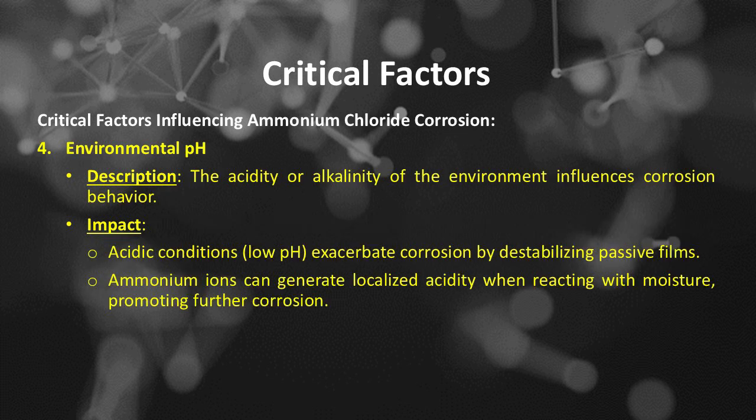Number 4 is environmental pH. Description: the acidity or alkalinity of the environment influences corrosion behavior. Impact: acidic conditions, low pH, exacerbate corrosion by destabilizing passive films. Ammonium ions can generate localized acidity when reacting with moisture, promoting further corrosion.